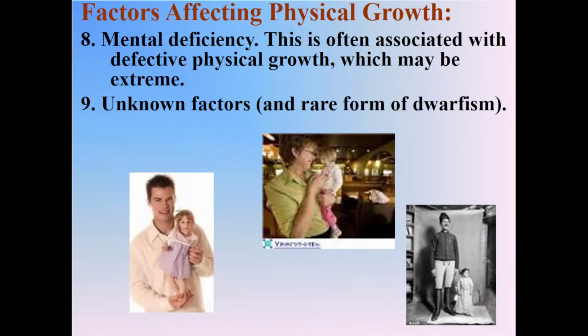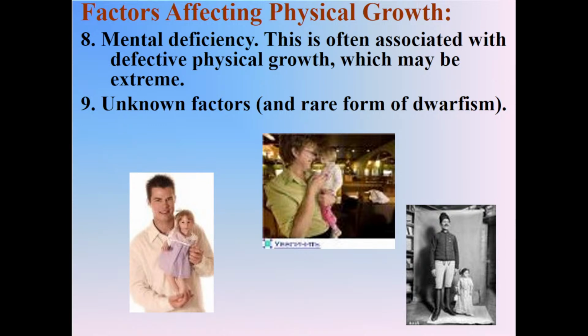The eighth factor affecting physical growth is mental deficiency. Mental deficiency is now present in many situations. This is often associated with defective physical growth, which may be extreme. Mental deficiency includes disorder of feeding, and as a result we have defective physical growth.